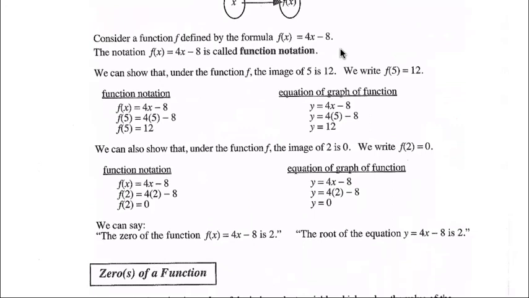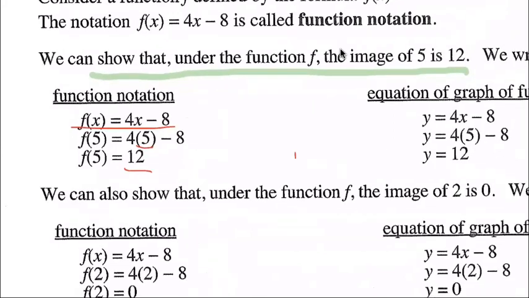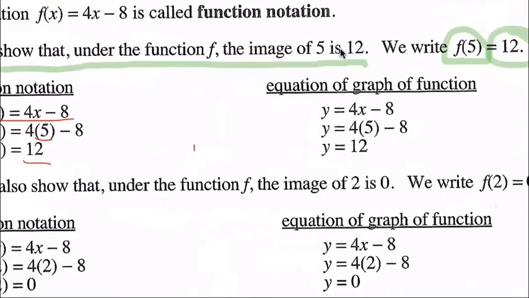And we can work with functions just like we can work with equations. So here, we can show that under the function f, the image of 5 is 12. So we write f of 5 is equal to 12. What do we do to get there? We take our function, we substitute in 5, and we calculate to get 12. Just like finding the y value if x is equal to 5. You substitute it into the equation and calculate. It's the same thing.